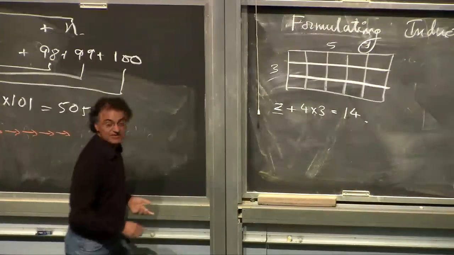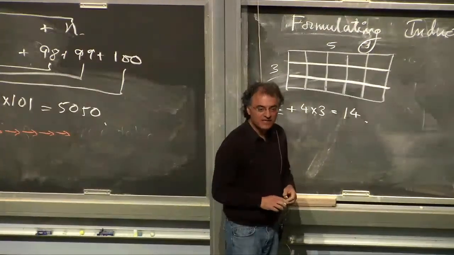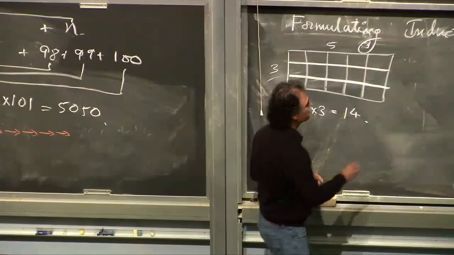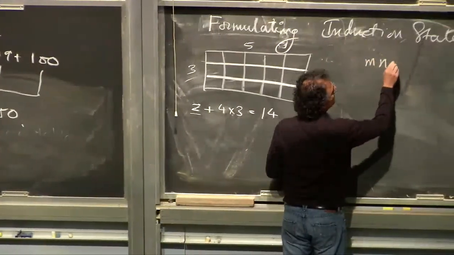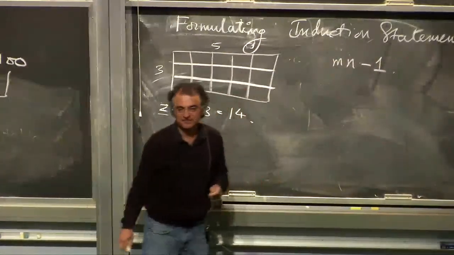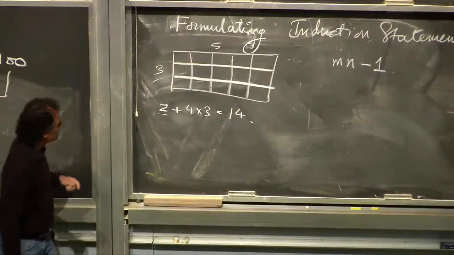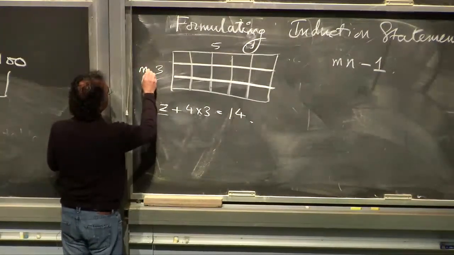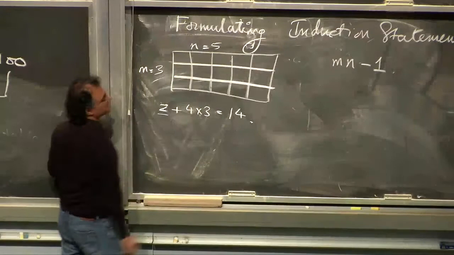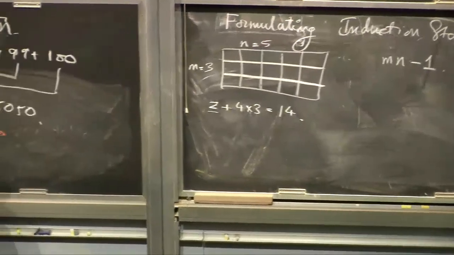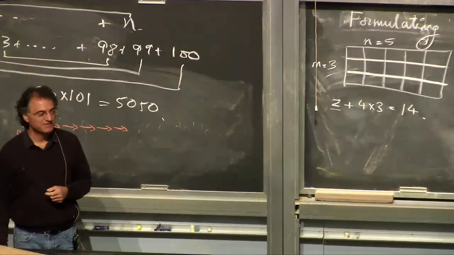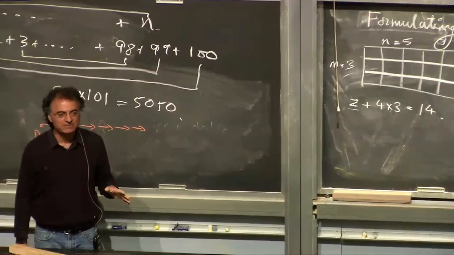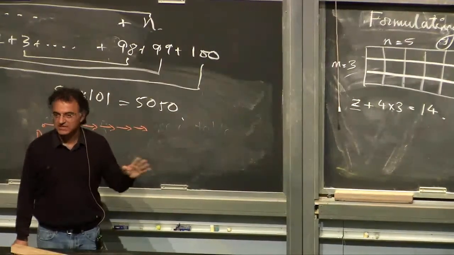Okay, so here's a conjecture. The conjecture is that the minimum number is m times n minus 1. So if it's an m by n, you can always do it in m times n minus 1 moves, and that's the minimum. That's what it's going to take.